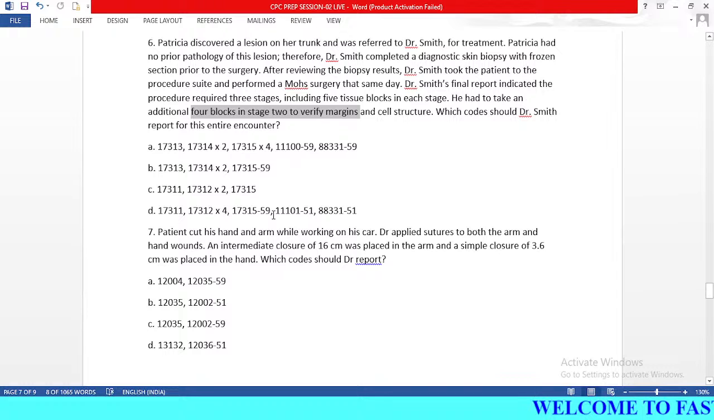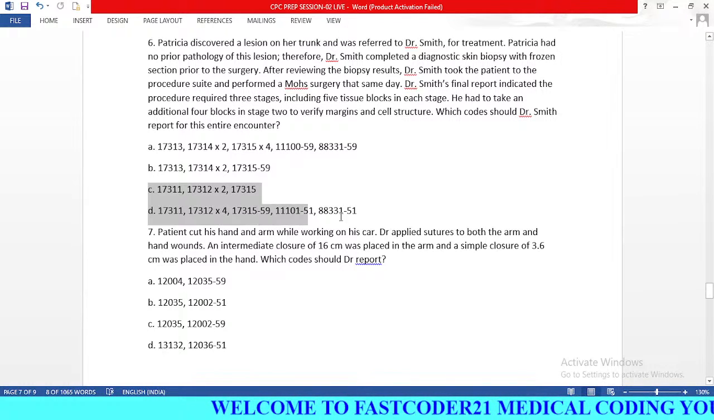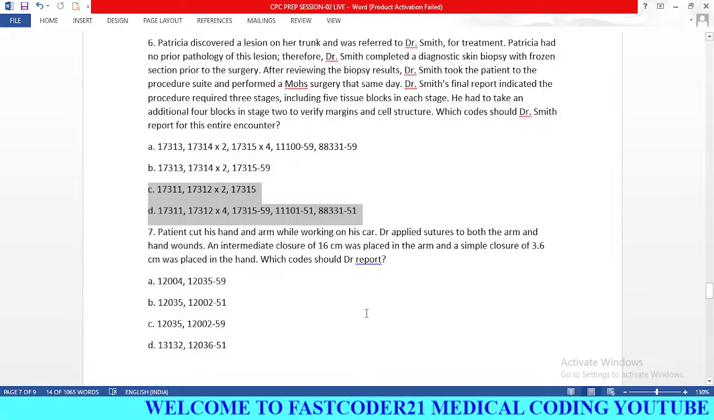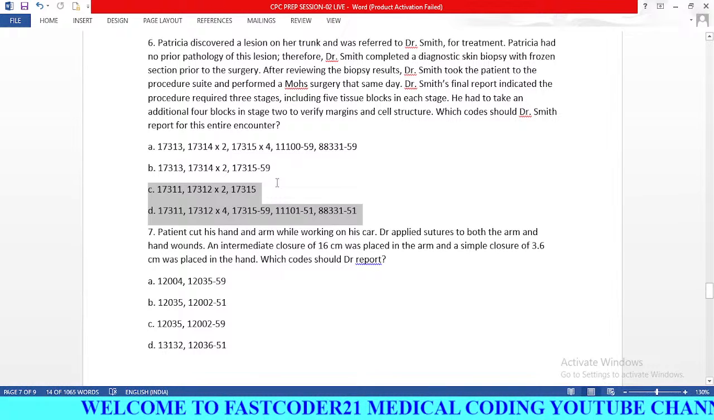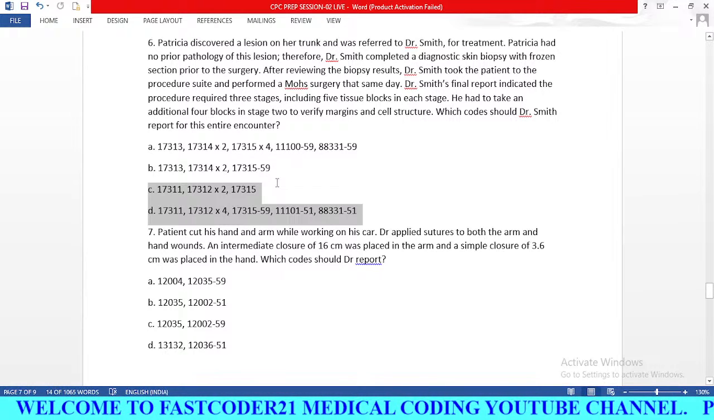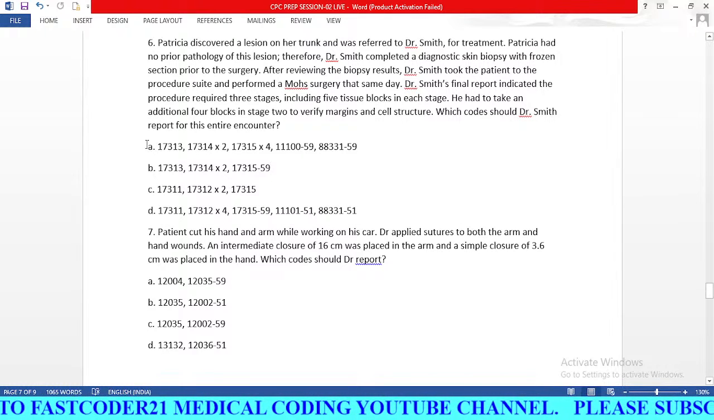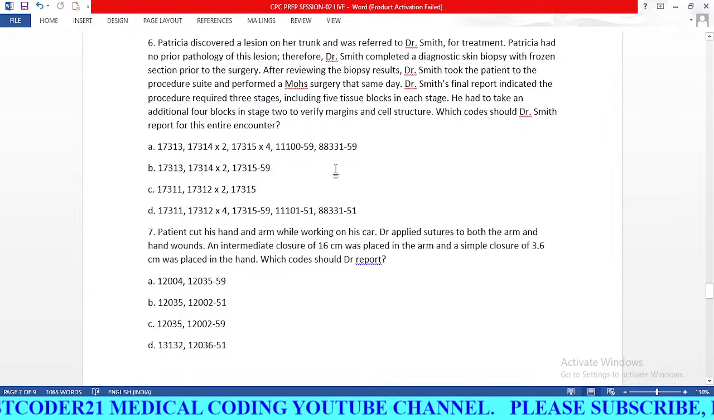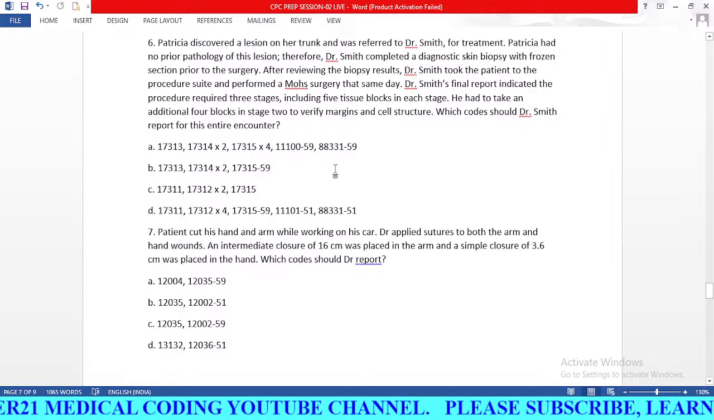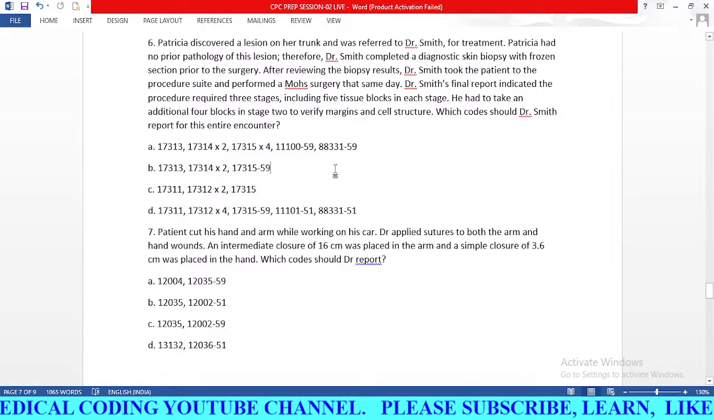So here we need to filter. As we know, 17311 is wrong, because trunk is not included in 17311. So we need to exclude these two codes in order to find the answer. So we have only two options, A and B. So we need to check the answer now.